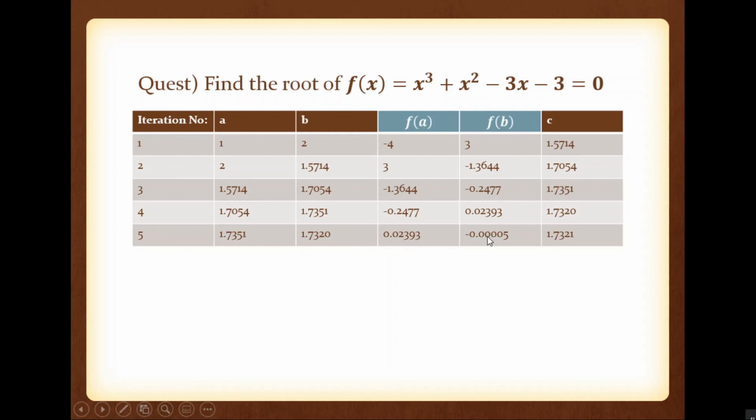Now what about f of B? F of B is f of 1.7320. You can see that f of 1.7320 is minus 0.00005. Already we have 4 digits. Okay. So it is giving a new C of 1.7321. If you find the f of C value, meaning the value of this function at this particular C, you can see that the value is something around minus 0.00004 something. Meaning if you round it to 4 significant digits, it is 0.